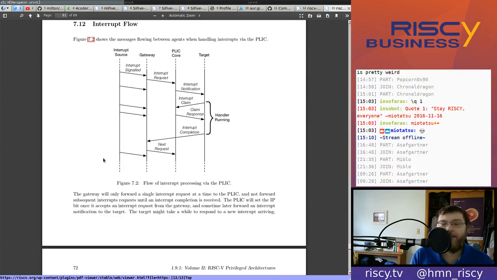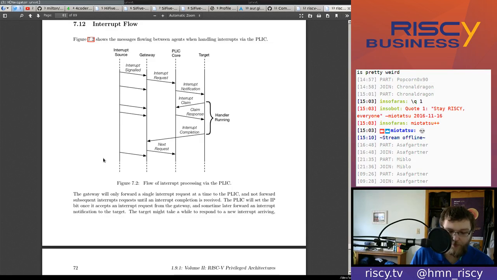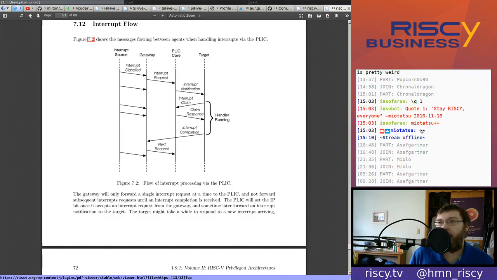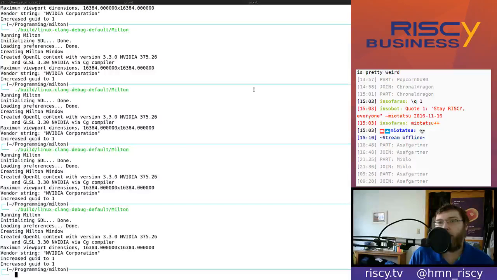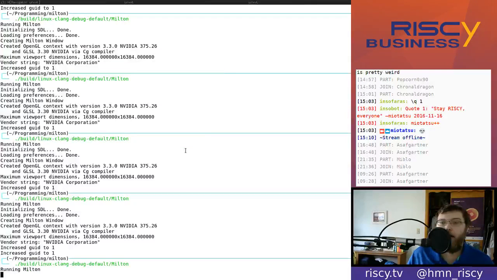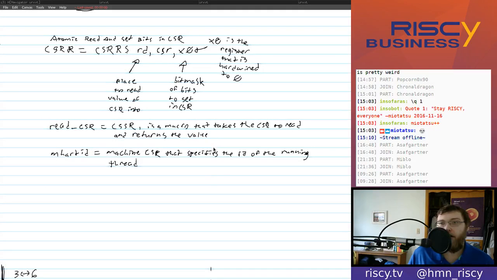So I feel like I understand now the total overview of what the PLIC is doing, how all of these pieces fit together. I think now is a moment to go to the whiteboard and write out what we've learned.